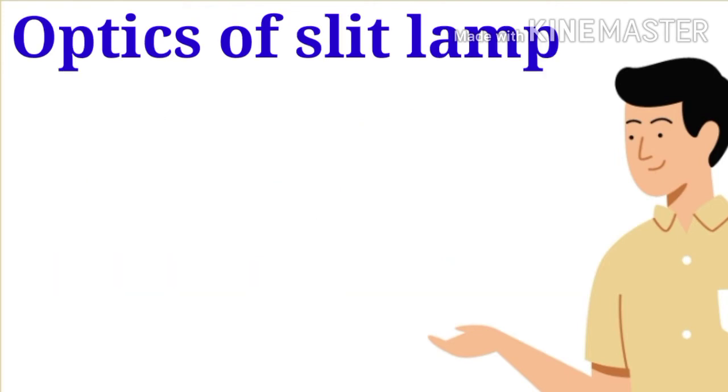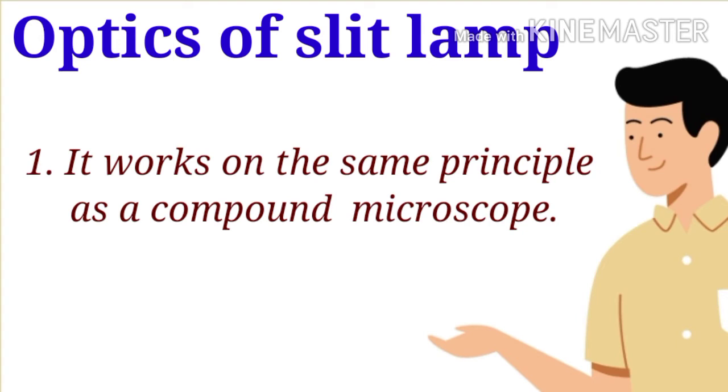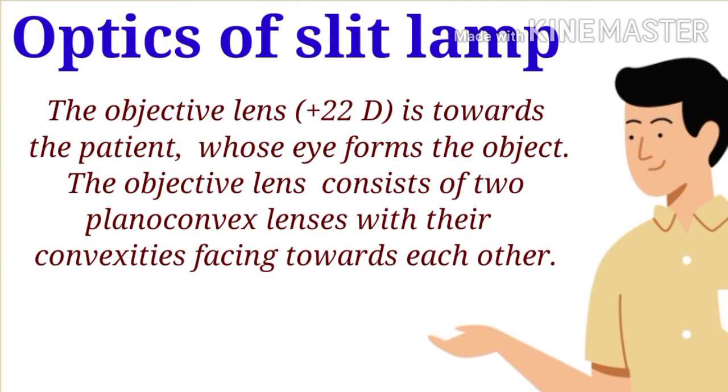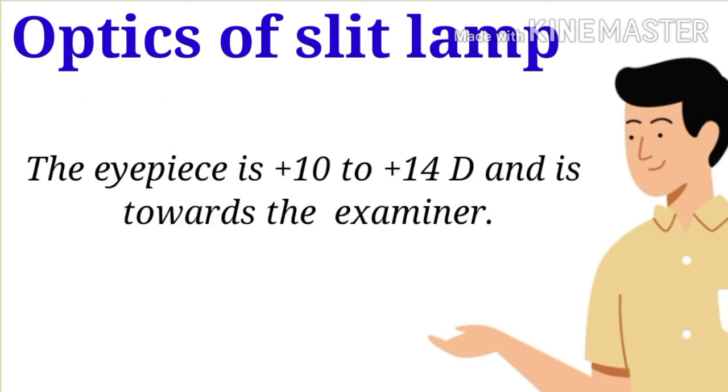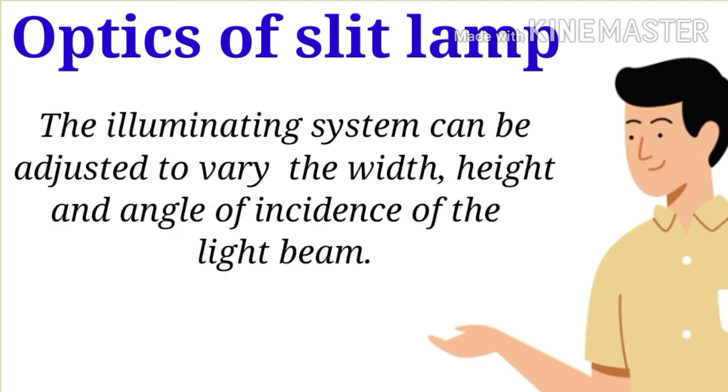Now friends, we are seeing what the optics of the slit lamp are. It works on the same principle as a compound microscope. The objective lens is plus 22 diopter and is toward the patient, whose eye forms the object. The objective lens consists of two plano convex lenses with their convexity facing toward each other. The eyepiece is plus 10 to plus 14 diopter and is toward the examiner. The illuminating system can be adjusted to vary the width, height and angle of incidence of the light beam.